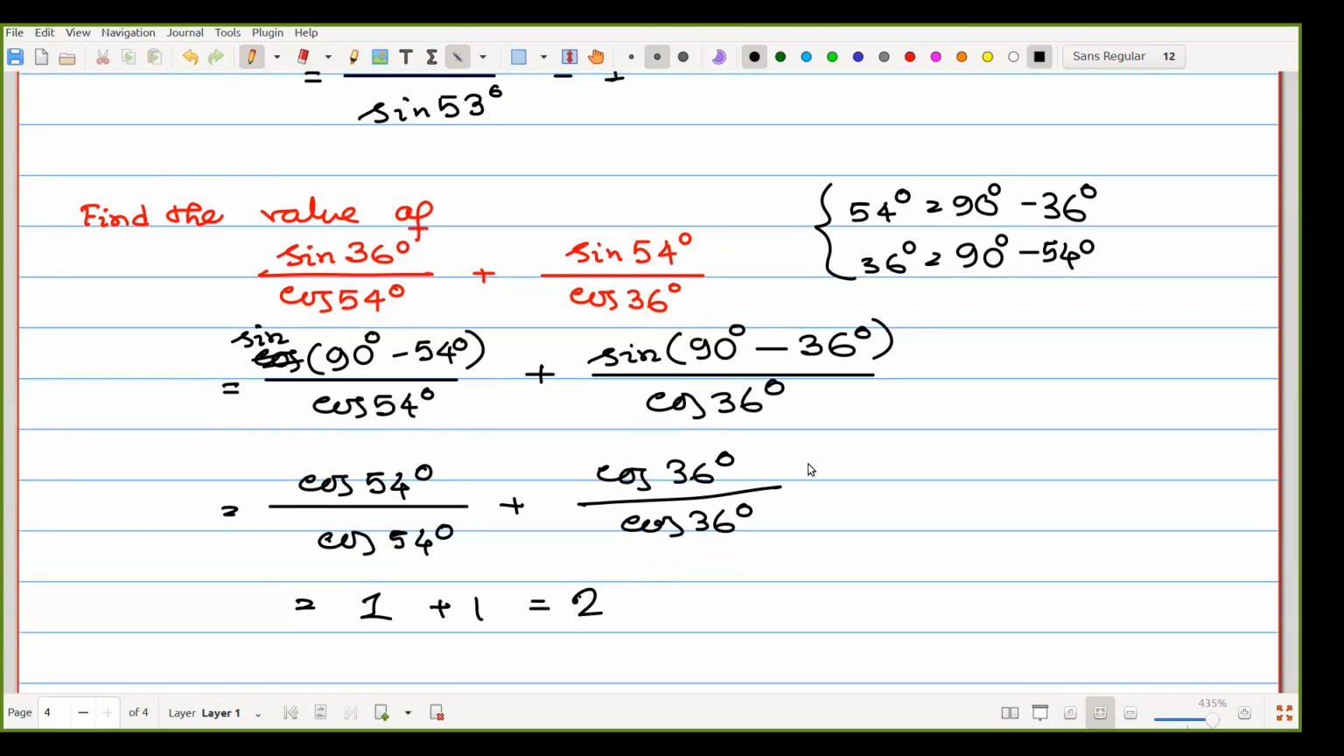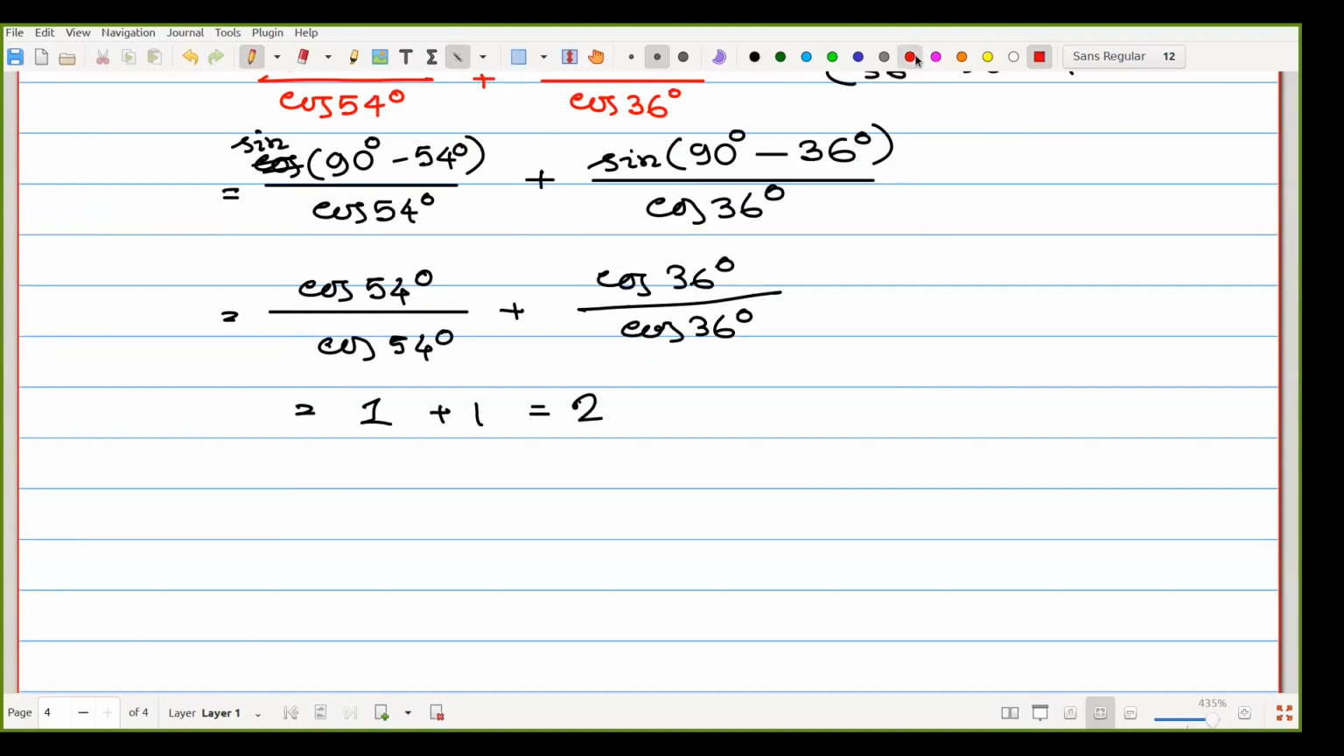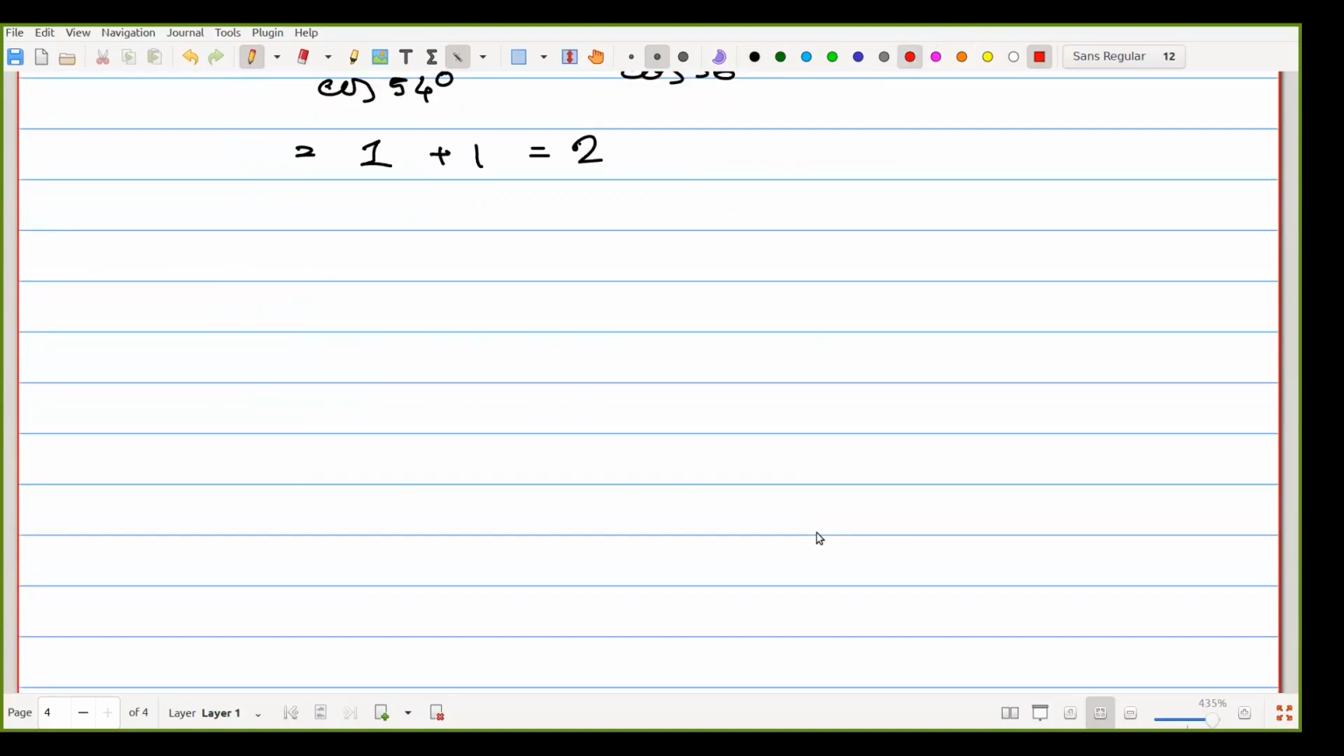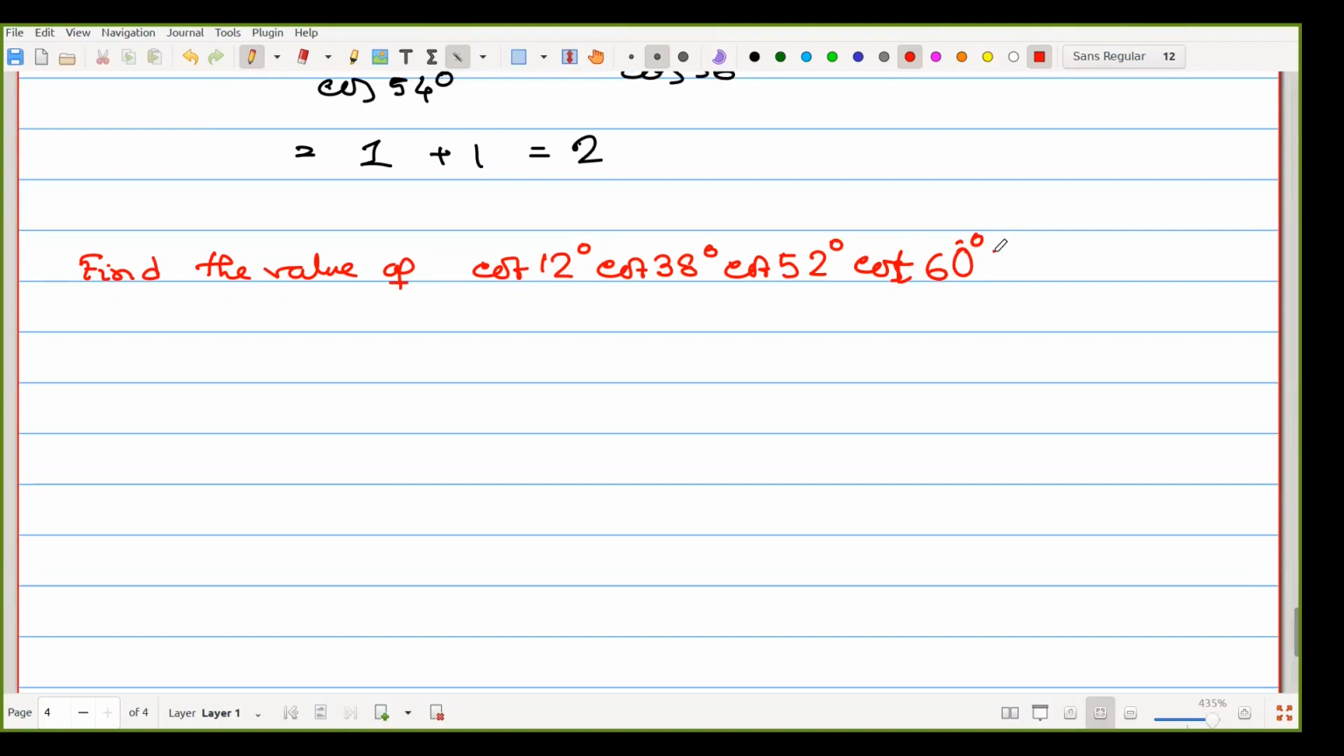That is the same way we have done that. Suppose next one, another one, something of that type of problem. Find the value of cot 12 degree, cot 38 degree, cot 52 degree, cot 60 degree, cot of 78 degree.